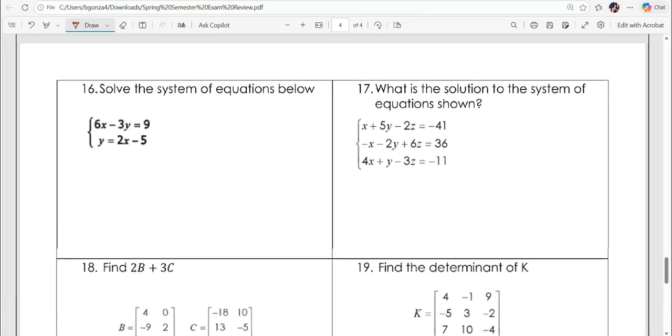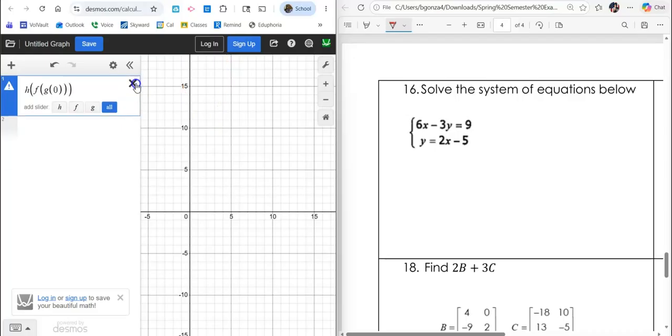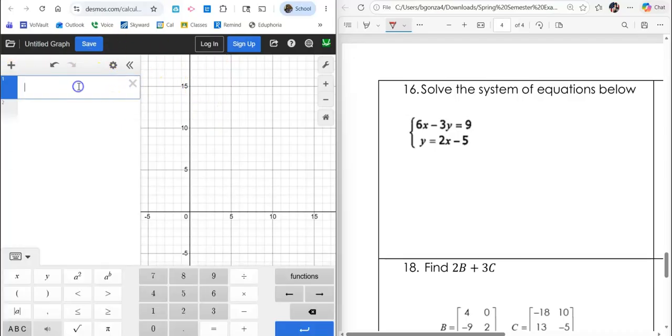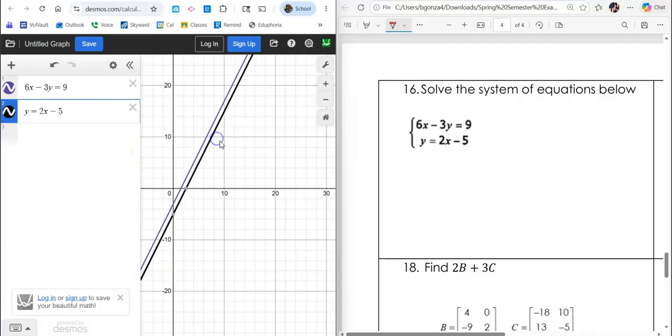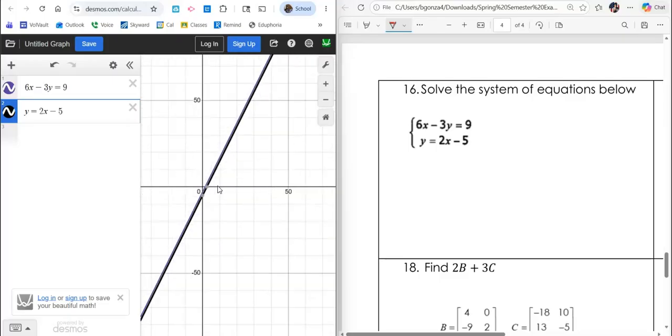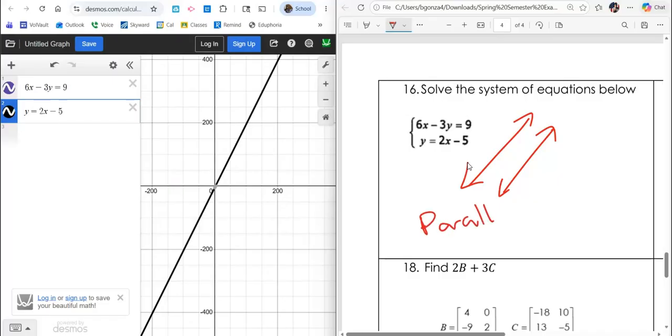Okay, now let's get into this. You should be able to solve these with the same calculator, the Desmos regular black bar at the top calculator. 6x minus 3y equals 9. Y equals 2x minus 5. Now, do these ever cross? Nope. These are called parallel. No solution.